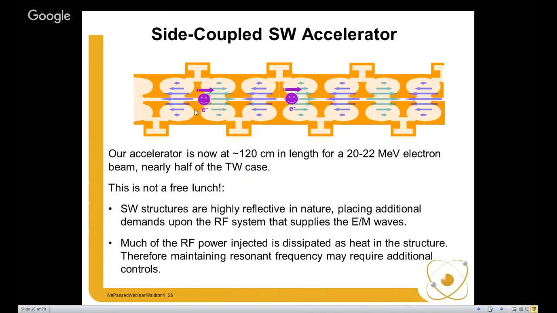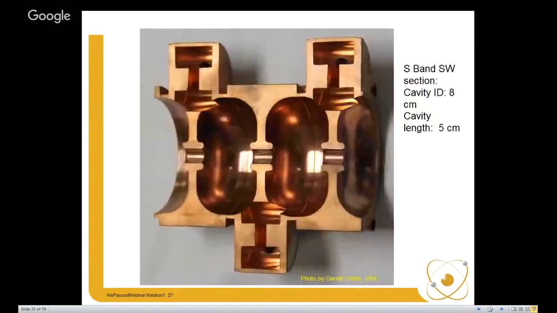As I said, they're highly reflective in nature, and a lot of the power is dissipated as heat, much more so than a traveling wave accelerator. And so we have much more stringent requirements, demands placed upon the RF system, and it makes the RF system more complicated. Here's a photo of a side-coupled standing wave accelerator cut in half.